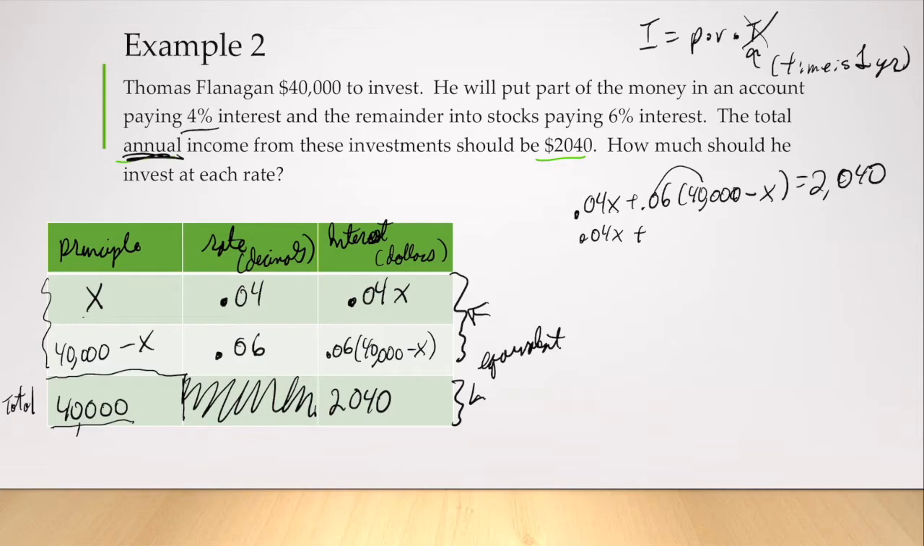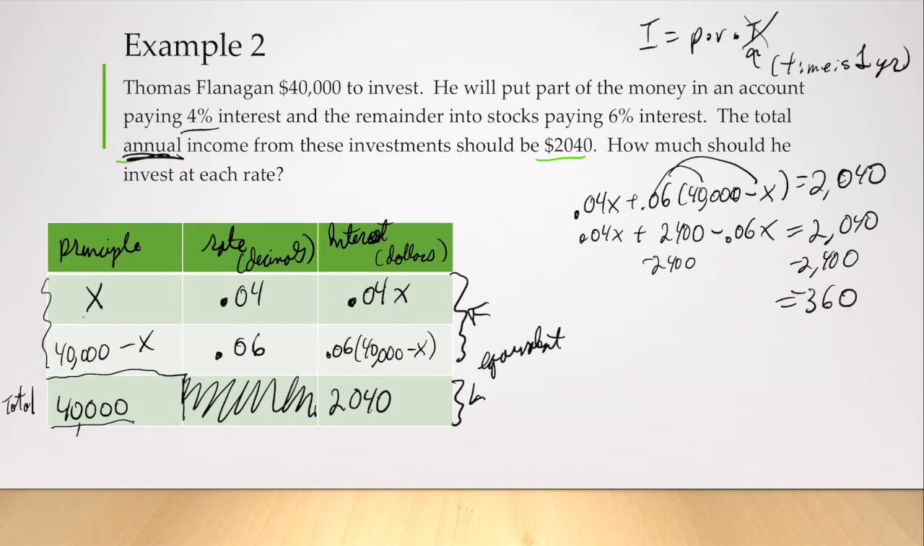So I have 0.04x plus 0.06 times 40,000 is 2,400. 0.06 times negative x is minus 0.06x. And remember, if you don't like working with decimals, you could have multiplied both sides of this equation by 100 to get rid of the decimals, but I really don't mind working with them. So I'm going to subtract 2,400 from both sides. That leaves me with negative 360 on the right.